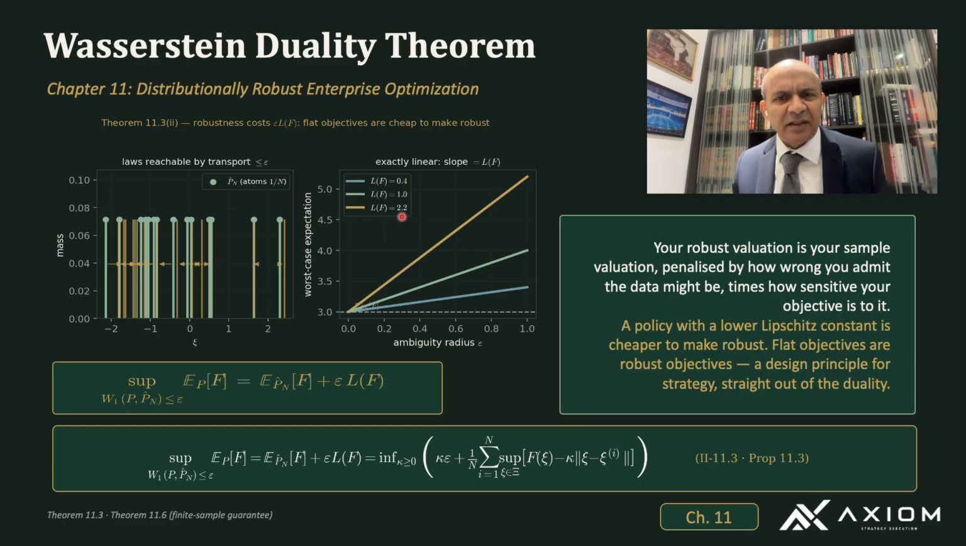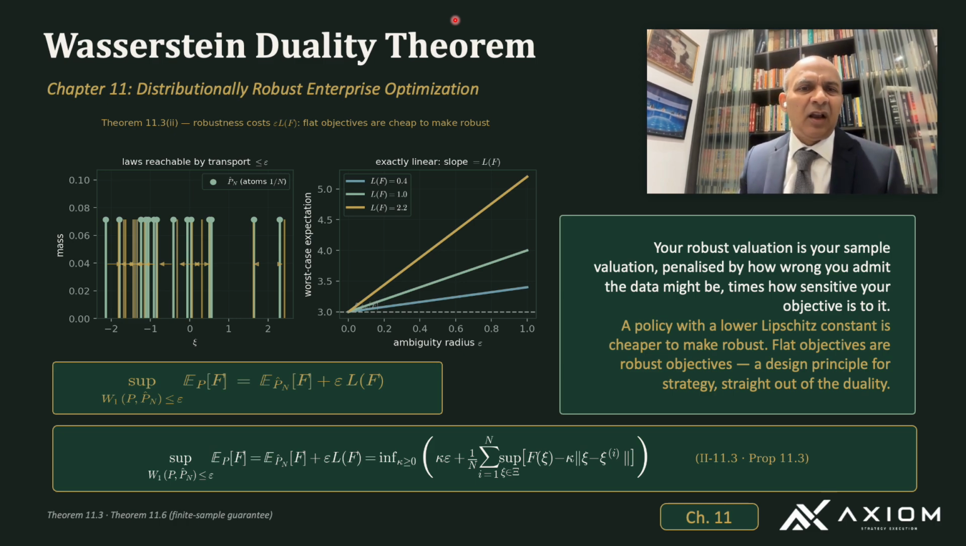The worst case expected value rises linearly with ambiguity radius with slope equal to the Lipschitz constant L of f, so a more sensitive objective pays a larger robustness penalty. The cost of distributional robustness is exactly epsilon times L of f, so flatter, less sensitive enterprise objectives are cheaper to make robust.